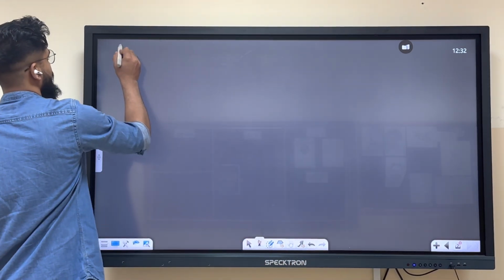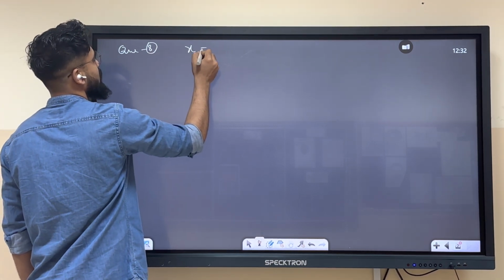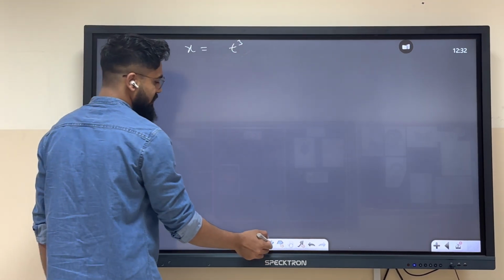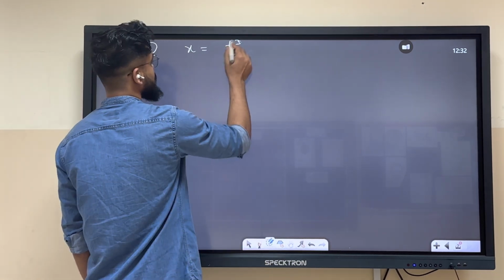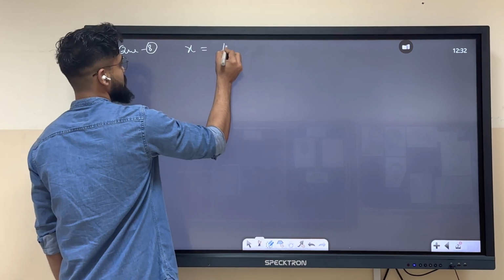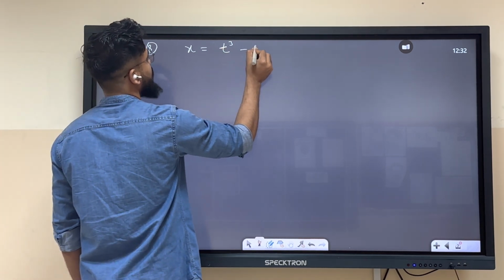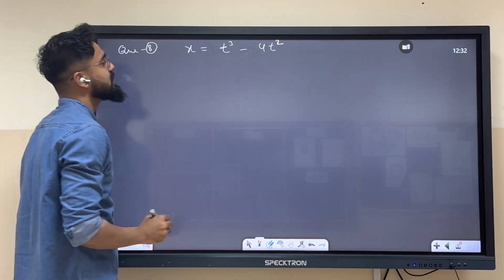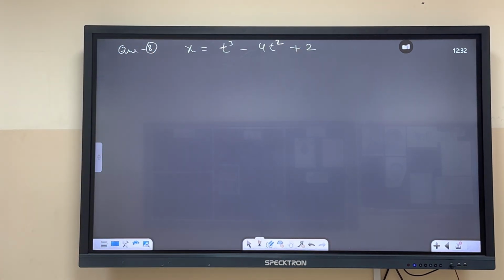Question 8. x is given as t cube minus 4t square plus 2. ठीक है, this is the relation of position and time. It is like this. ठीक है, चलो.